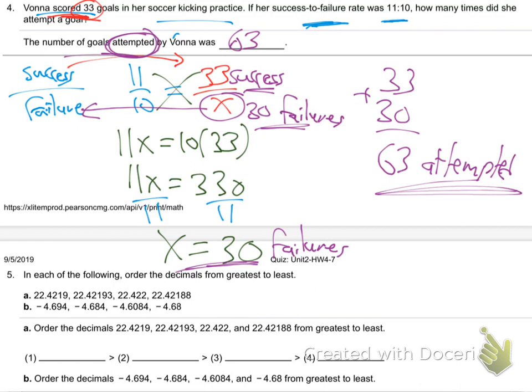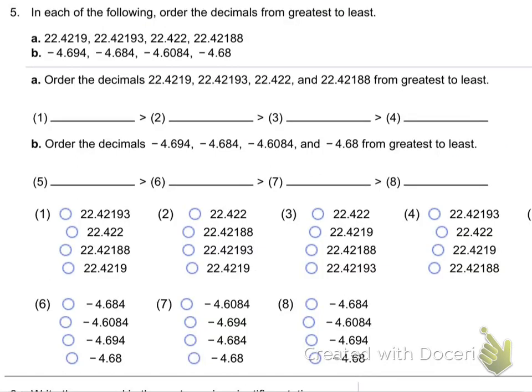63 were attempted, right? She succeeded 33 times, 30 failures, add that up, 63 attempted. All right, so here on number 5, they want me to order these from greatest to least. So let's do it. So I'm going to grab the first one over here.